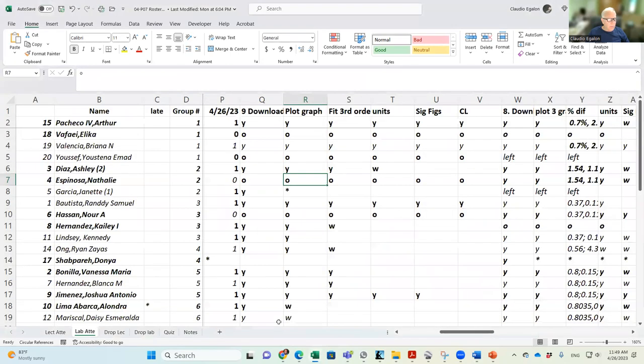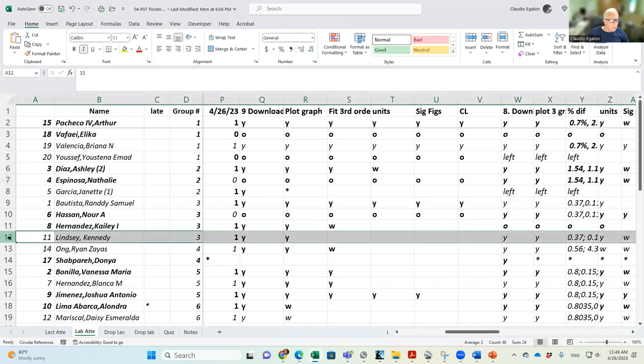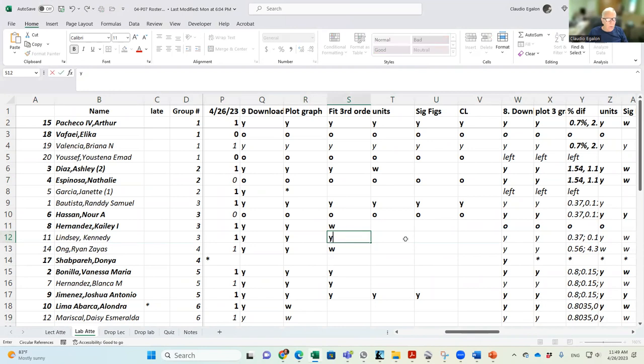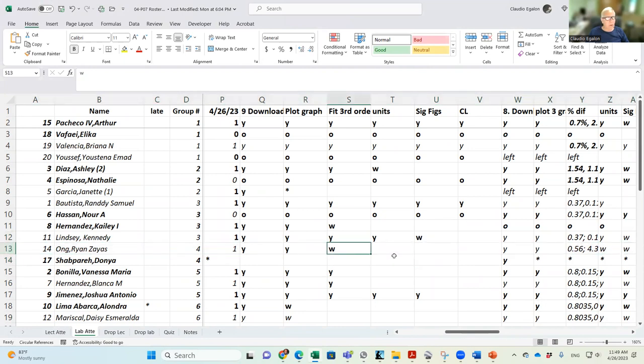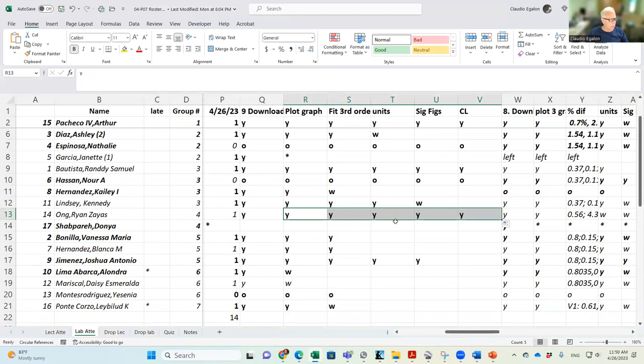So I'm going to fix that, and then I'll finish my sig figs. I got the units done. Okay, you got the units done. So you fit the third order, you got the units done, you're working on the sig figs. Okay. And next in line is Ryan. Ryan, did you finish your third order equation there? Yes, okay, good. So what about the units? Are you able to do the rest? Everything including the CL? Okay, so if you wanna go, you can go.